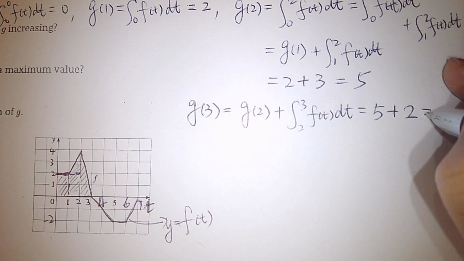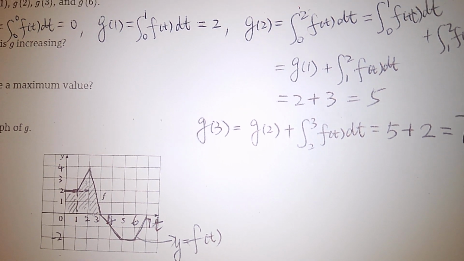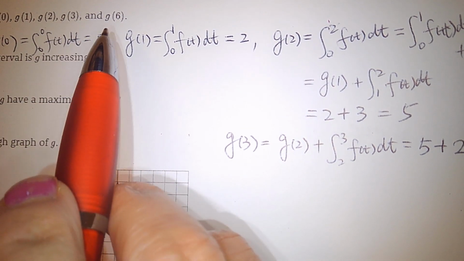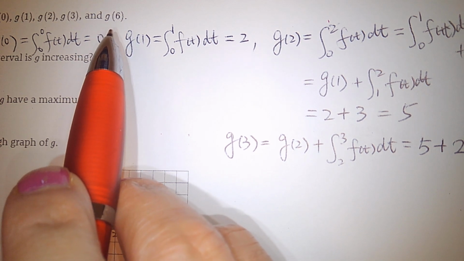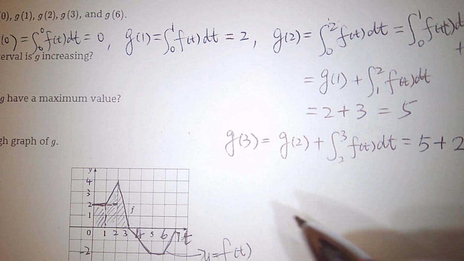So G of 3 equals what? 7. Yes, right? Okay. Oh, I see. So that's why they say area so far, because it's creeping from left to right. Okay. G of 6.